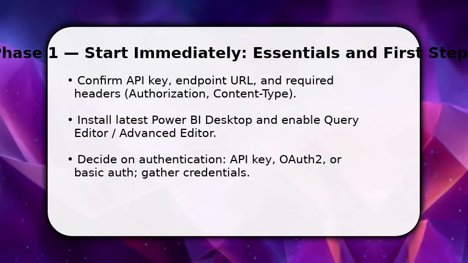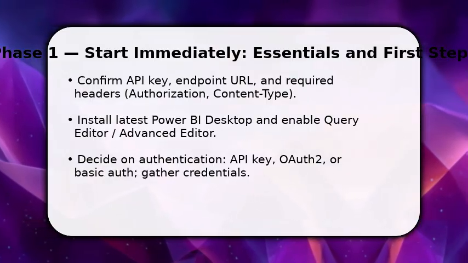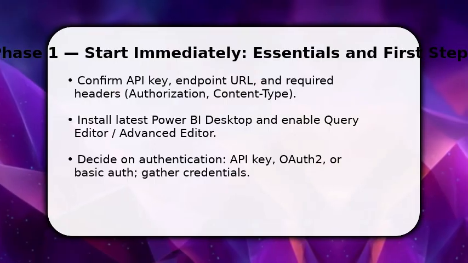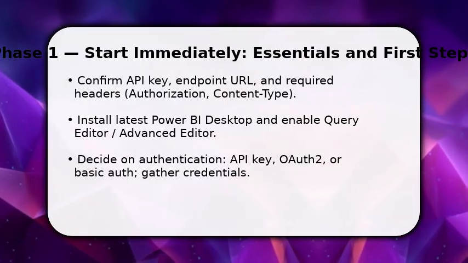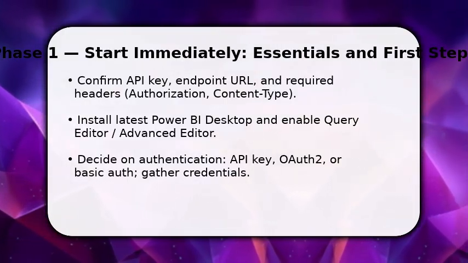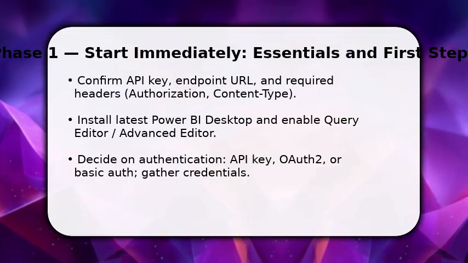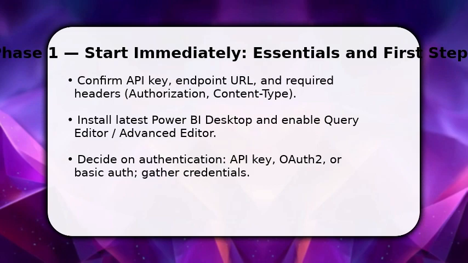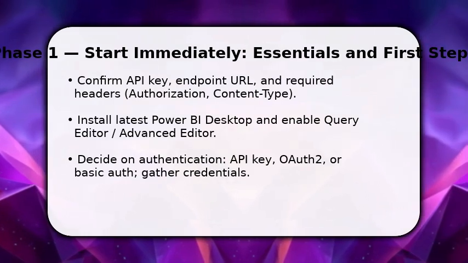Make sure to select the right authentication method. OAuth 2 requires a client ID and secret, while API key is simpler. Once done, press OK to fetch a sample response, so you can inspect JSON structure and plan transforms.